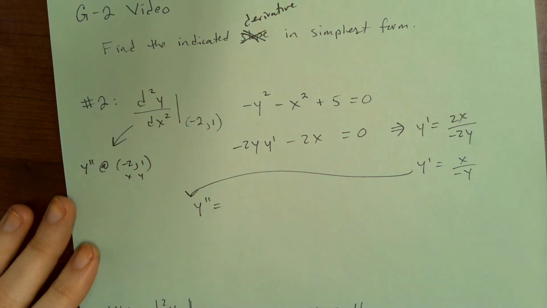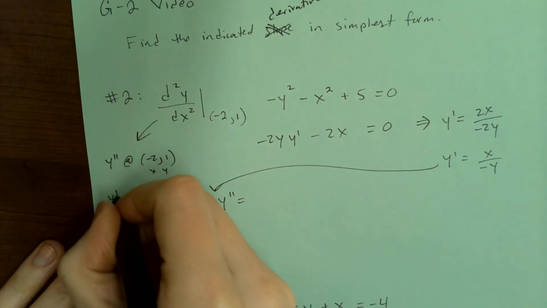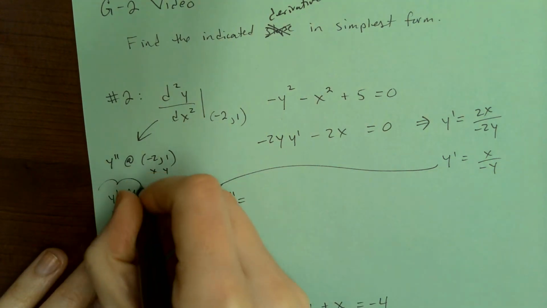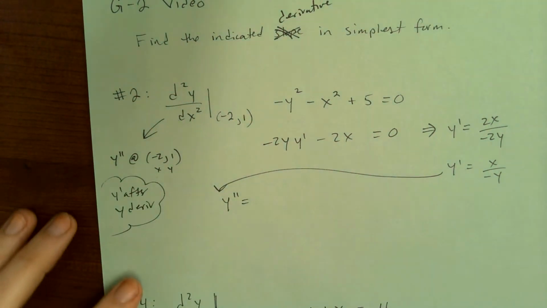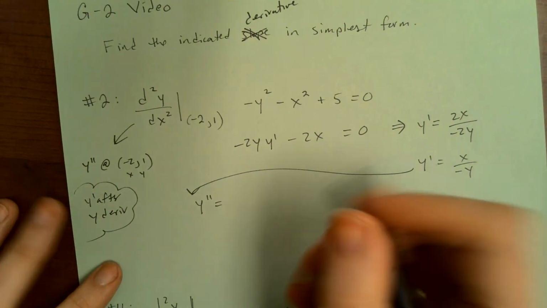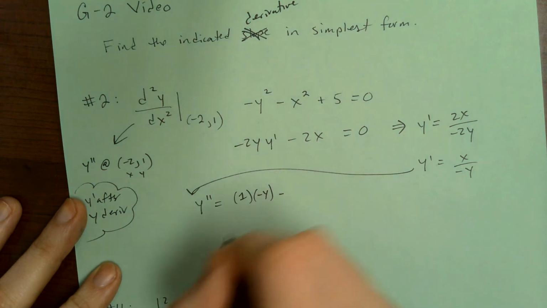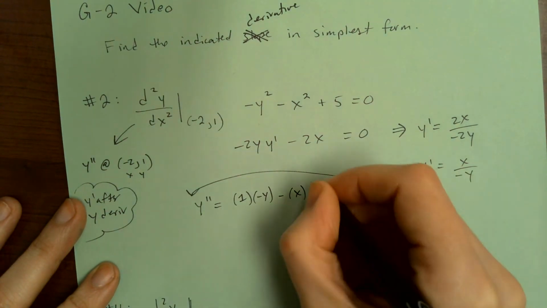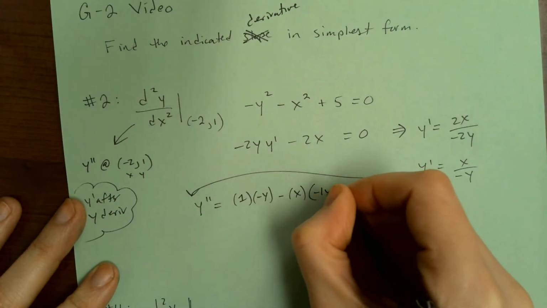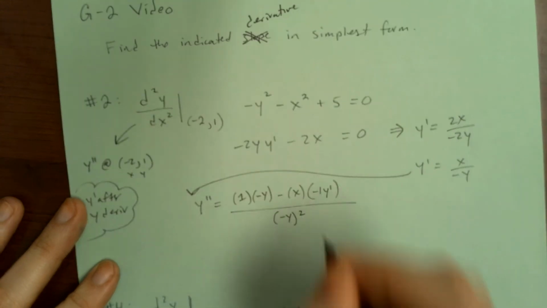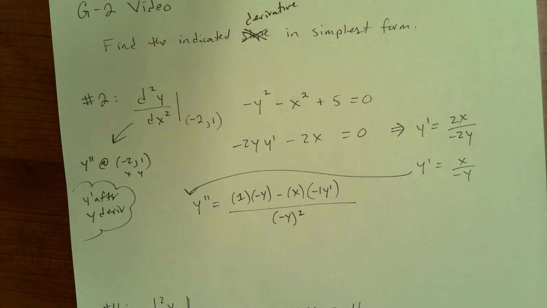And I need a y prime after a y derivative. So the derivative of x is 1 minus x. Derivative of -y is -1 y prime all over -y squared.